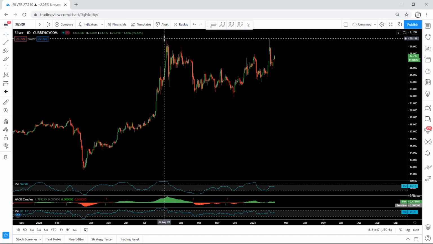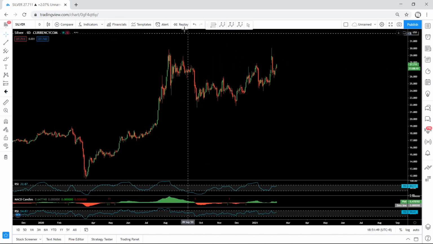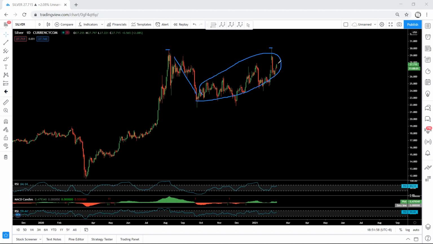Silver, we start with the daily chart. As we can see, based on the daily chart, the price has broken this top. Now the only thing we need to know is whether this is only a correction relative to this, and this one is going to test this low.